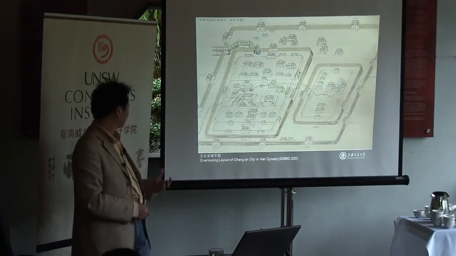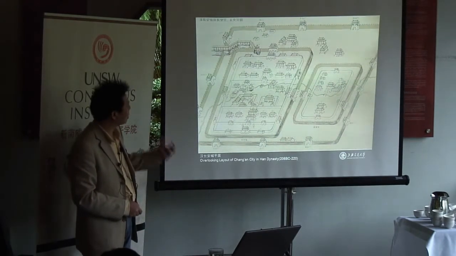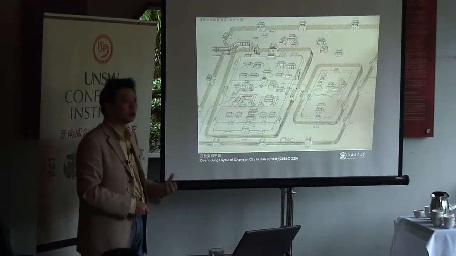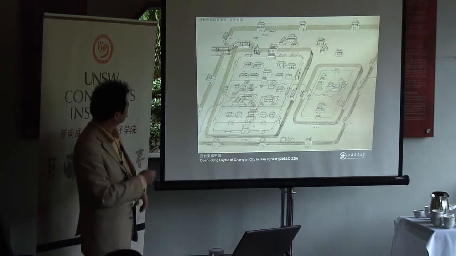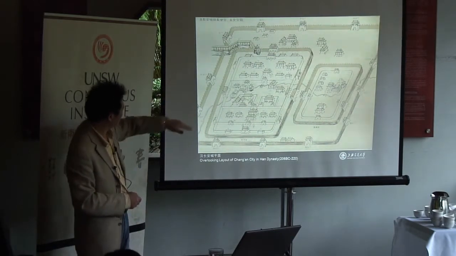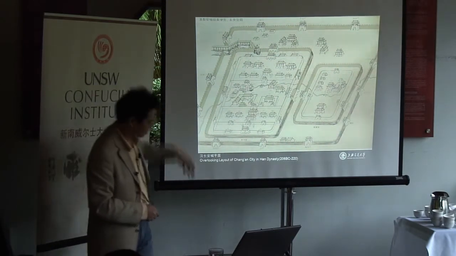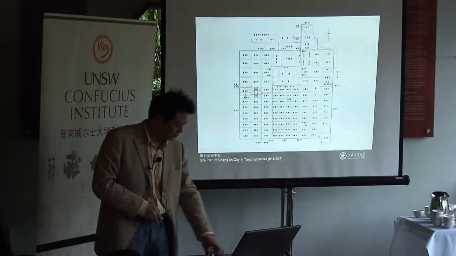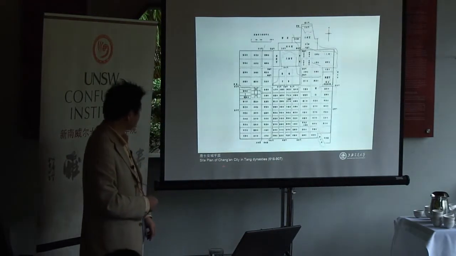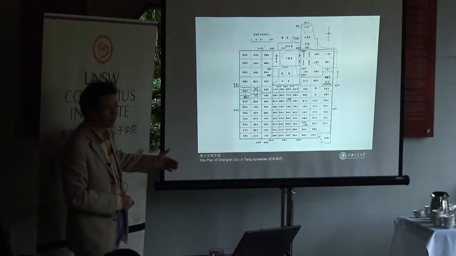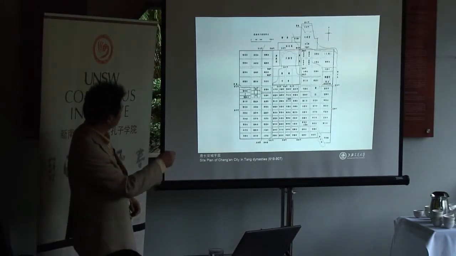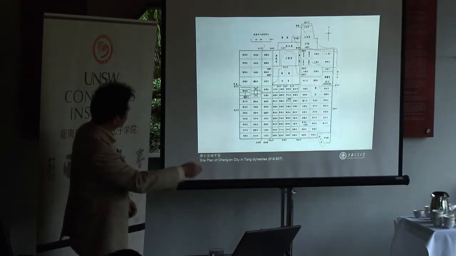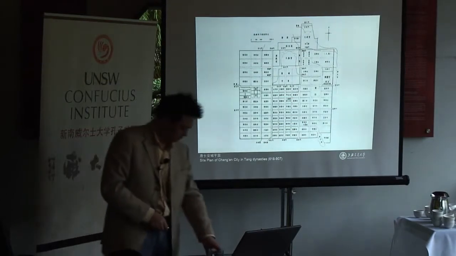This is overlooking the site of Chang'an. Actually, it's the capital of Han Dynasty of China. It's also the square shape. This is also Chang'an city, but this is in Tang Dynasty. It's later than Han Dynasty. So always use this site plan, the square.